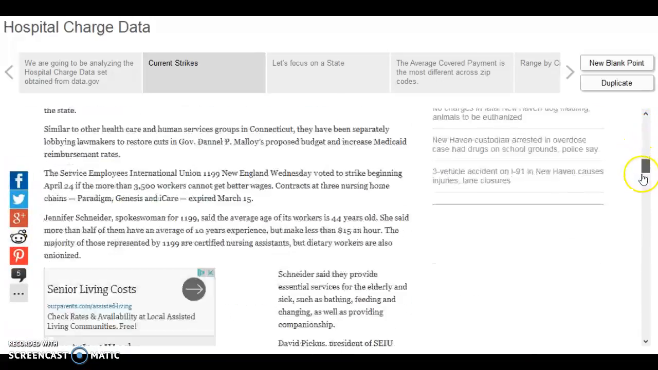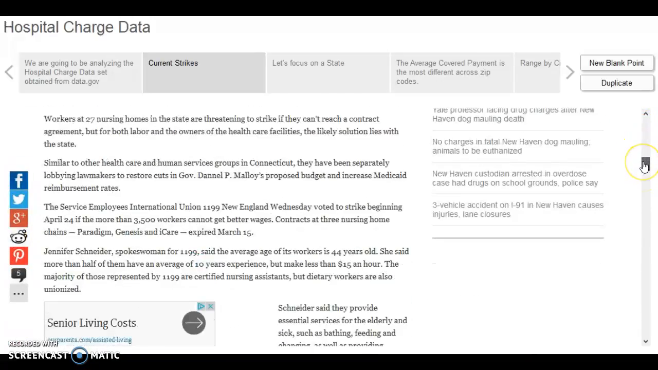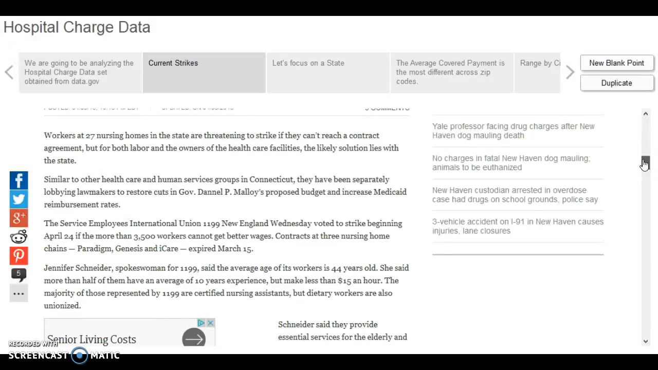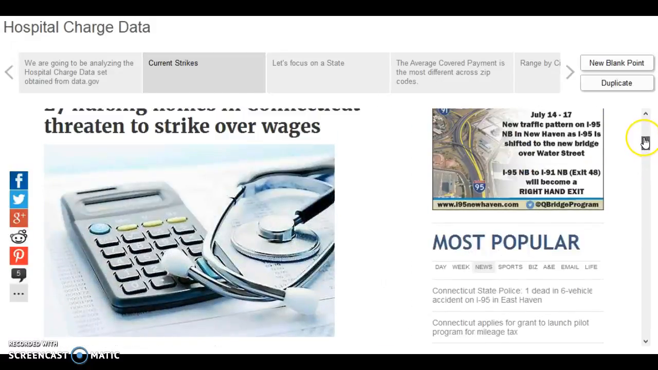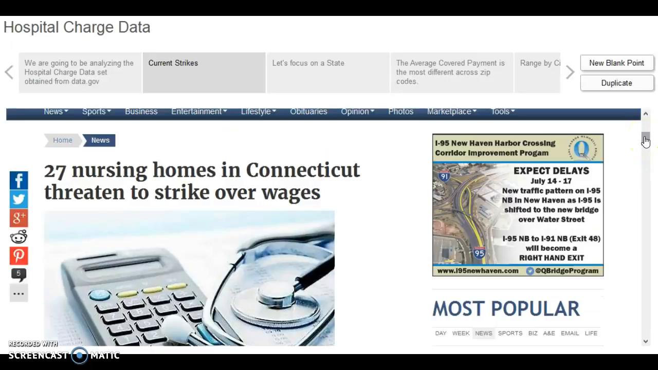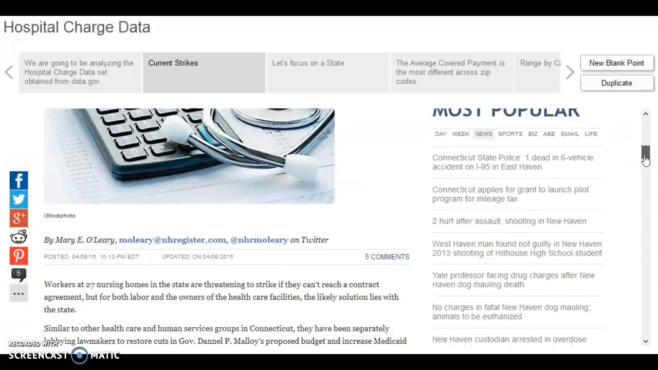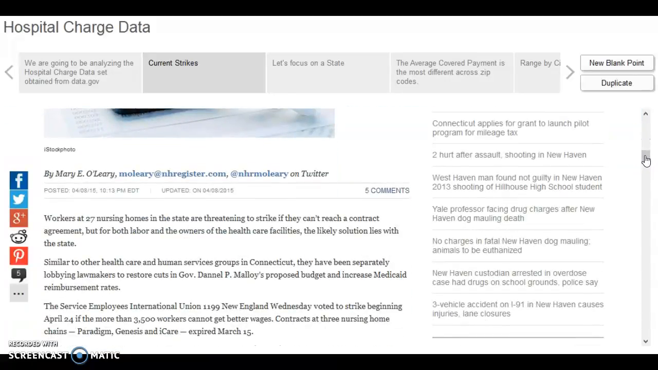And if you want to read the article, here it is. It just talks about nursing homes going into strikes for the same reason that this data is released. The government wanted this data released so that it could be looked at and it could be fixed. So let's start by looking at it.